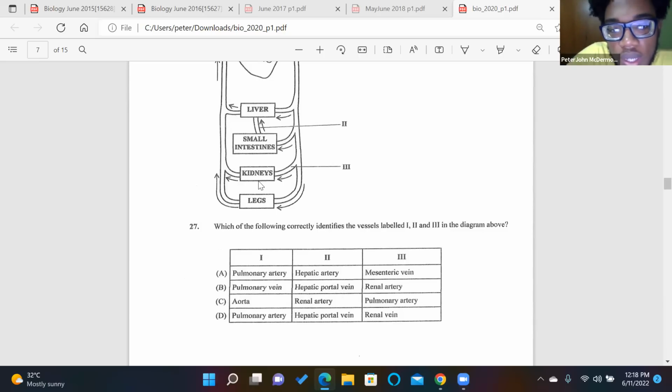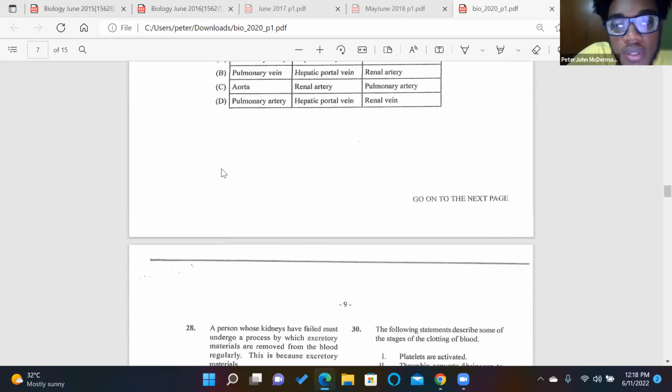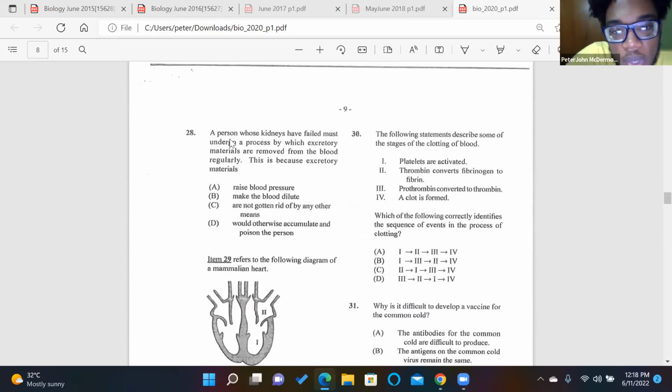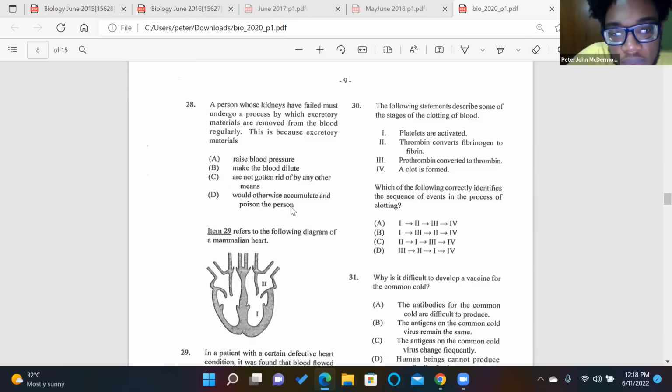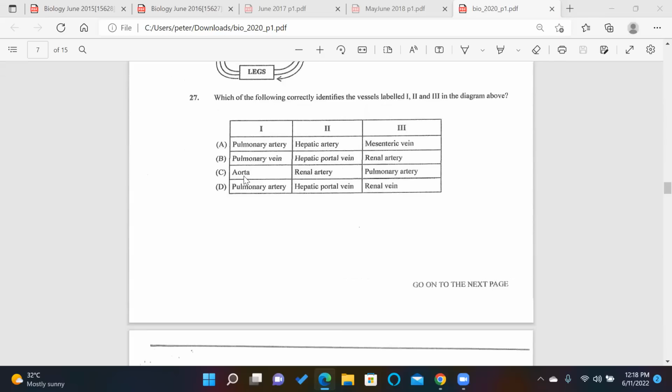So going to the organ, we're an artery. Leaving the organ, we're a vein. Going to the organ, we have oxygenated blood. Leaving the organ, we have deoxygenated blood. Cool? Cool. Person whose kidneys have failed excretory materials blood regularly. This is because excretory materials, what do they do? Excuse me, there's an answer D for 27. 27, pulmonary vein, HPV, and renal artery. So that's B.